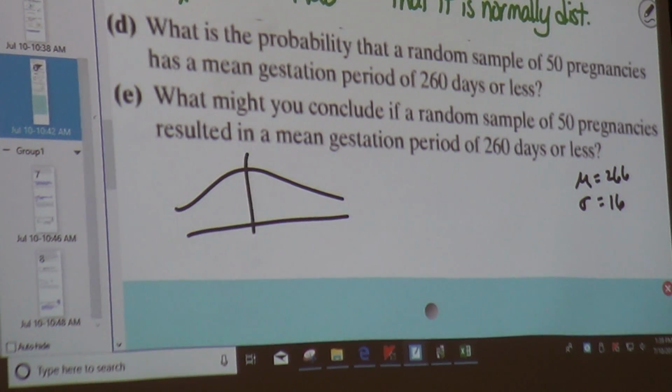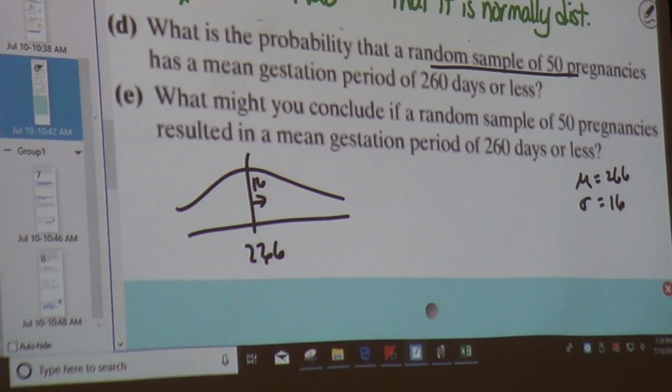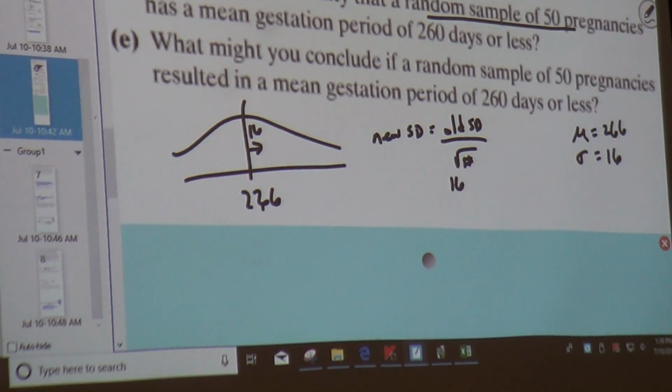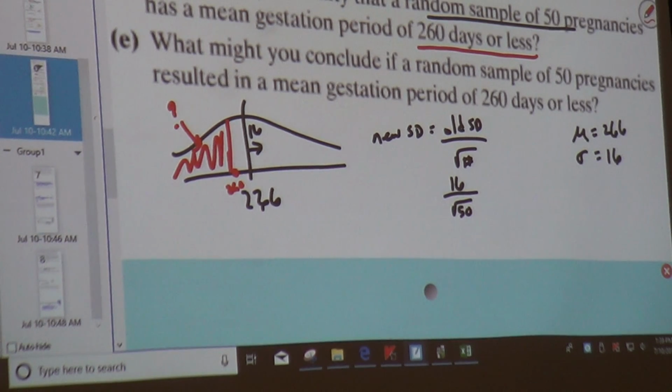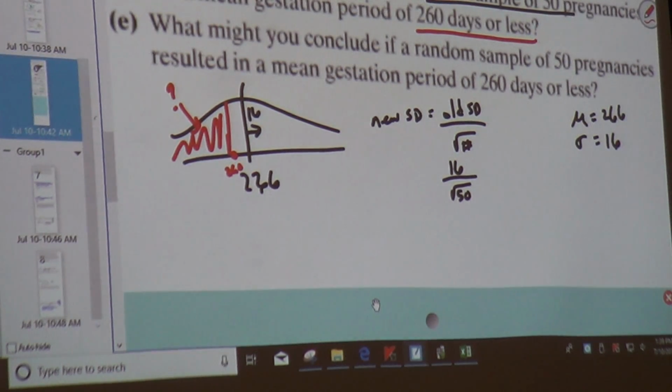Alright, so we have the 266 and we have the old standard deviation of 16, but because they told us that was a sample of 50, that means we need a new standard deviation. So we take the old deviation, divide it by the square root of the size of the group. So our old deviation is 16, the size of the group is 50. We are doing 260 days or less. We are finding the probability, which means we're shading. That means that's normal. So normal CDF, we are going from negative 9999 to 260.